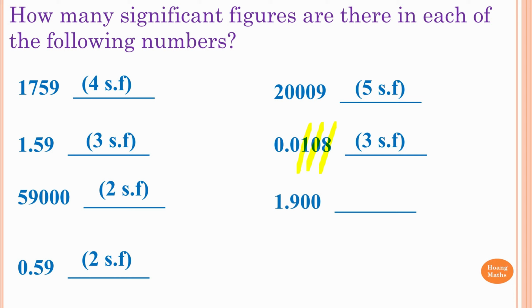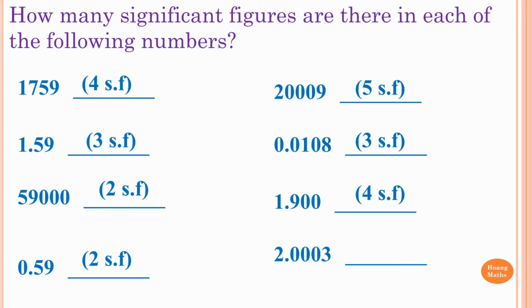1.900. Now, in a decimal number, 0 at the end are significant. So these 2 are significant. So we count 2 and we count 9 as well, and then 1. So 1, 2, 3, 4. We have 4 significant figures.